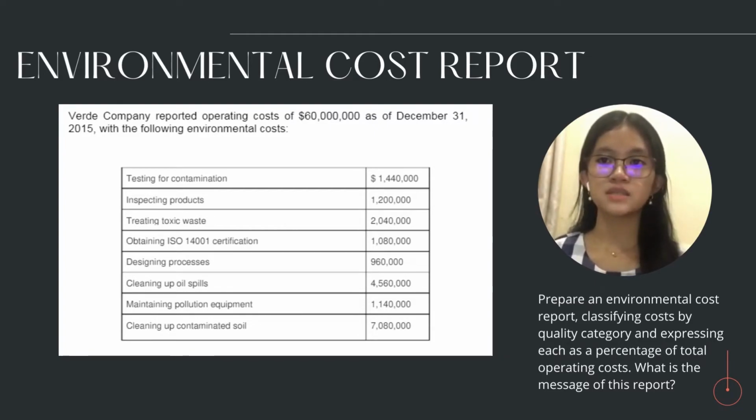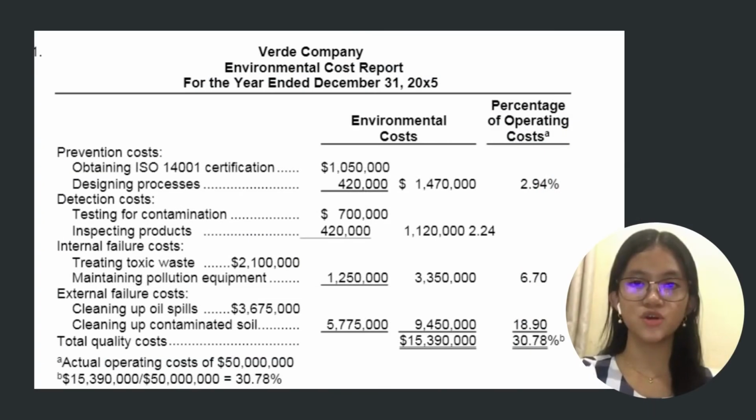We have here an example of an environmental cost report for Vedder Company, which reported operating sales of 60 million as of December 31, 2015, with the following environmental costs. Now we are going to prepare an environmental cost report, classifying costs by quality category and expressing each as a percentage of total operating cost. This is the solution for the Vedder Company environmental cost report.